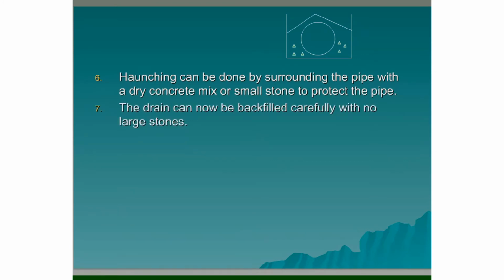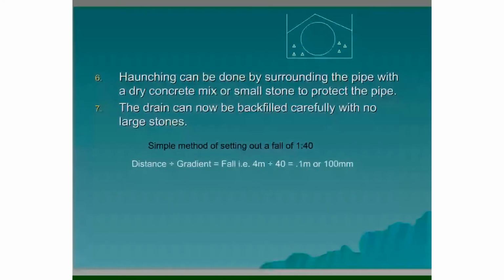7. The drain can now be backfilled carefully with no large stones. Here's a simple method of setting out a fall of 1 in 40. The formula we use is the distance divided by the gradient equals the fall. So for example, if we had a distance of 4 meters and the gradient was 1 in 40, we take 4 meters divided by 40, which gives us 0.1 of a meter or 100 millimeters.